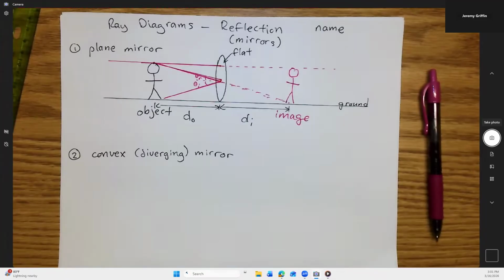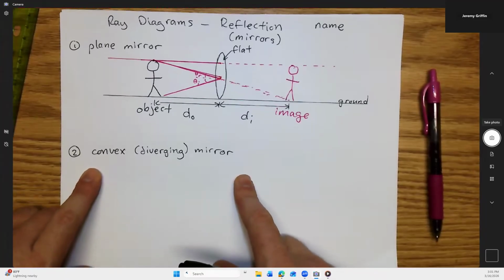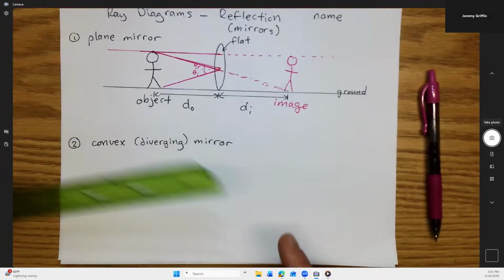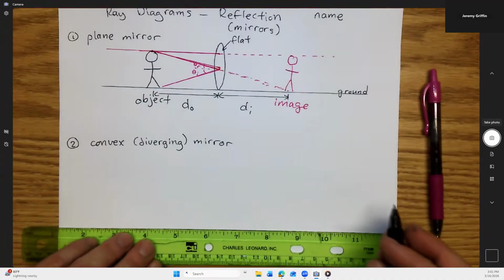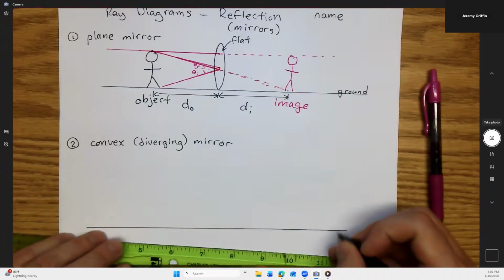Let's do a convex mirror or a diverging mirror. All right. So convex diverging mirror. Now let's get another ground line going. All right. So here's the ground.